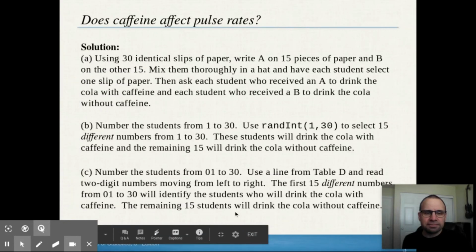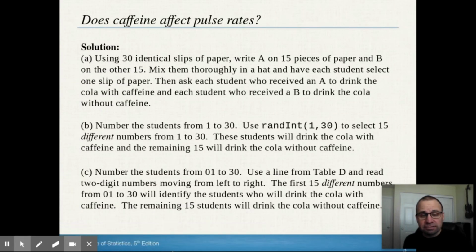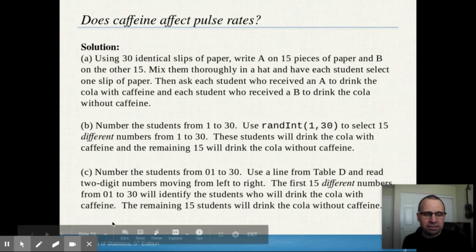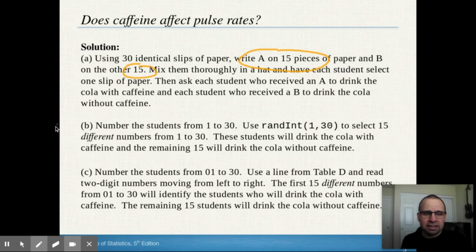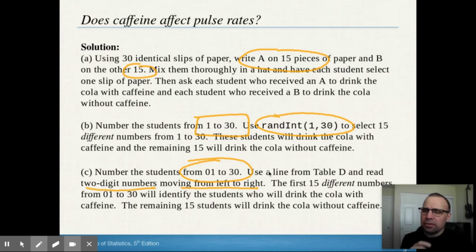Here's the answer. Take a moment to pause the video and see how thorough they are in their answer. Notice how very specific they are. Writing A on 15 of the slips of paper and B on the other 15. Part B with the technology, mentioning the number they would push on the calculator. How would you number them in the very beginning? Using the random number table, and then saying that I'll go 2 digits, moving left to right. That's very specific, and you want to be very specific on the AP test when you're trying to describe something like this.